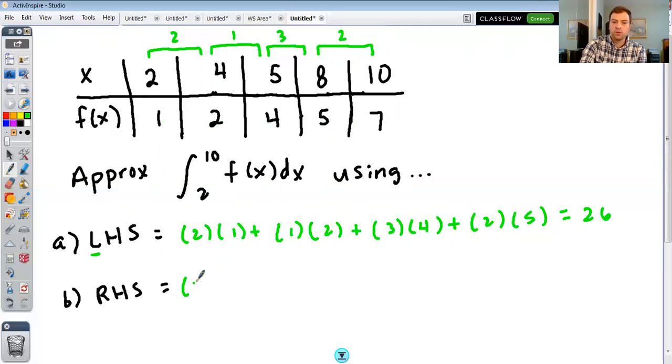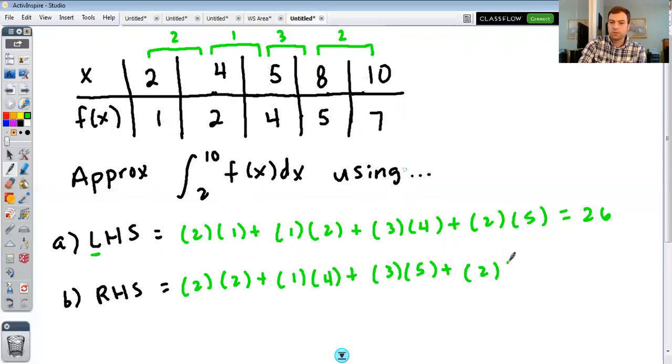So my first rectangle, and I'll just go to the right, is 2 by 2, plus 1 by 4, plus 3 by 5. And then the last one is 2 by 7. So total we get 4, 8, 23, 37. And that's a nice little overestimate because we left off the smallest y value.